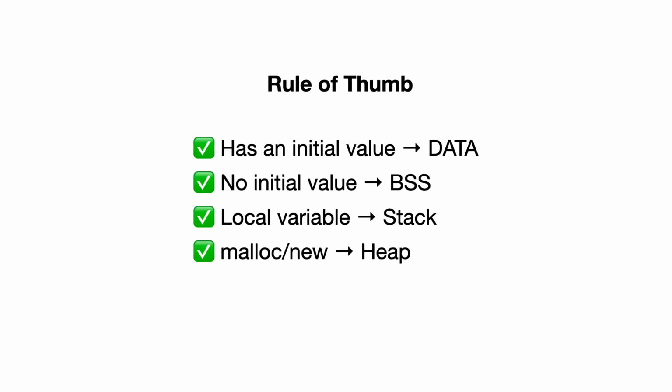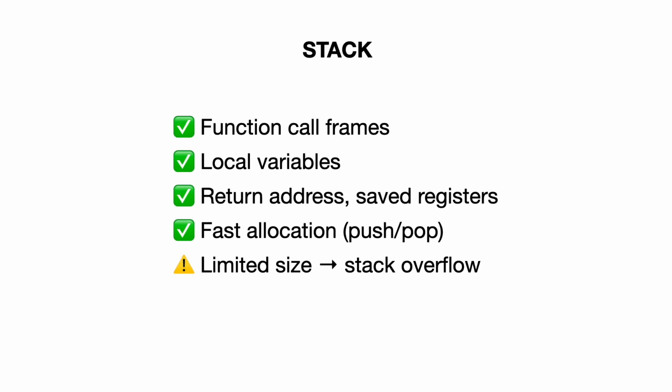If you remember only one slide from this episode, remember this. This alone fixes 50% of confusion in interviews and debugging. If a variable has an initial value, then it must go to the data segment. No initial value, it will go to BSS. If it is a local variable, then it goes to the stack. If it is coming through malloc or new, it will go to the heap. So we will see stack and heap in the following slides.